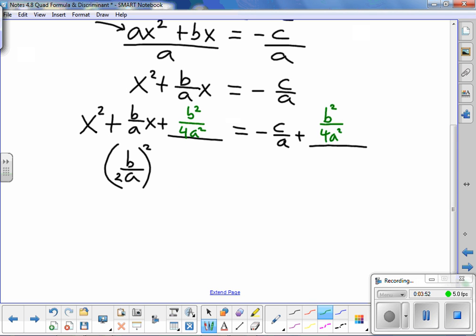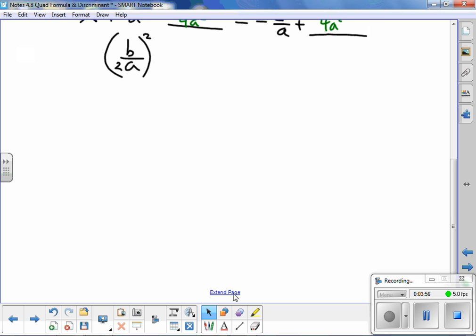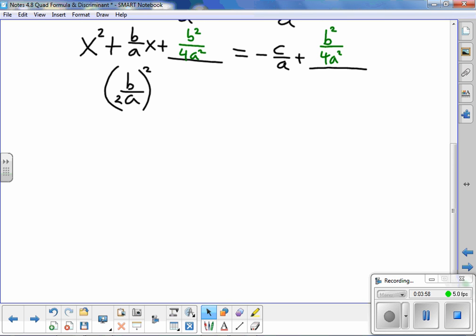All right. So the next part, the left side is now a perfect square trinomial. So I can go ahead and use my pattern to factor that. That's an x plus b over 2a. And we learned that in completing the square section.